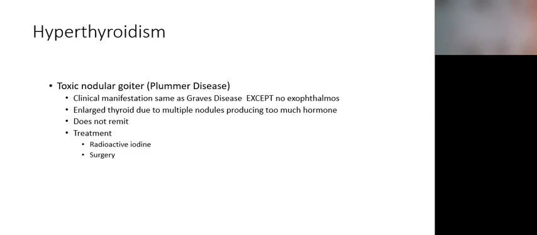Plummer disease, or toxic nodular goiter, is symptomatically like Graves' disease, except there is no exophthalmos because it's not an inflammatory condition. The thyroid is enlarged due to multiple nodules, which result in extra thyroid tissue, which produces too much hormone. Treatment includes surgical removal or destruction with radioactive iodine.